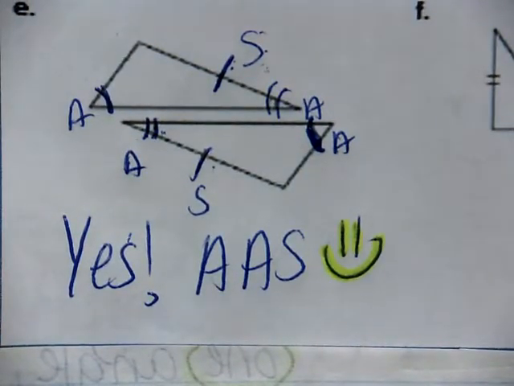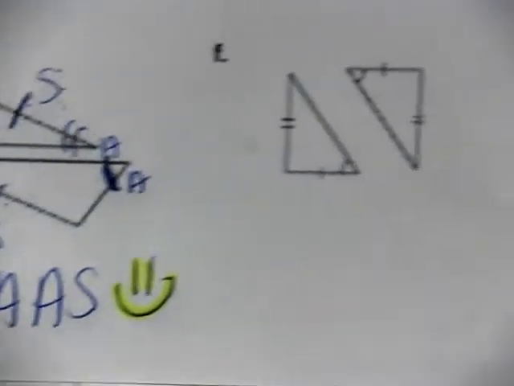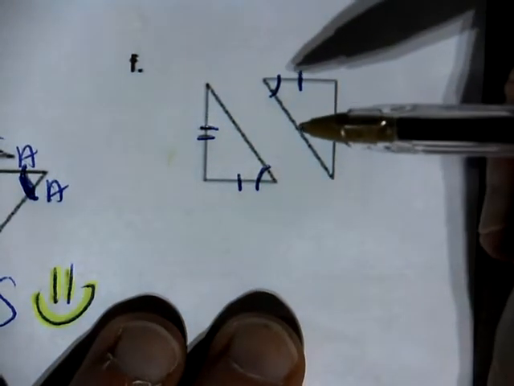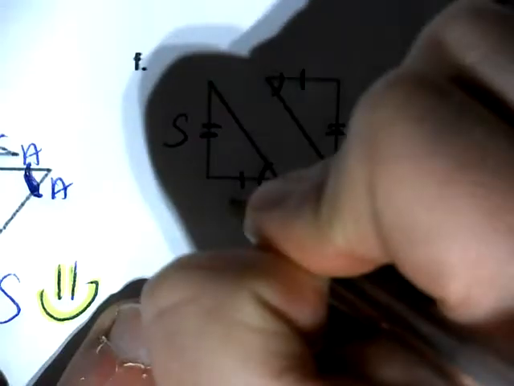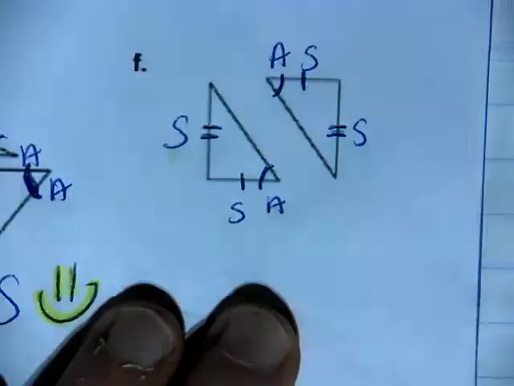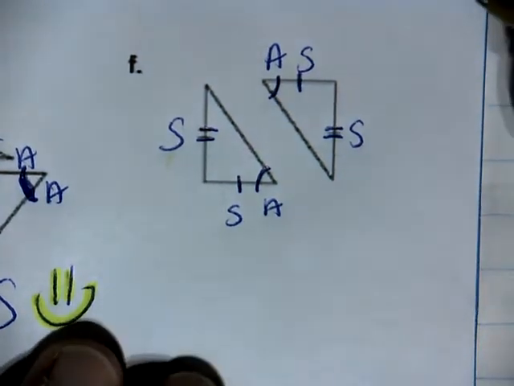All right, finally, letter F. Letter F, we have two sides and then an angle. And the sides, it's not side, angle, side. This is SSA. And we know that SSA is not a way to prove triangles congruent.